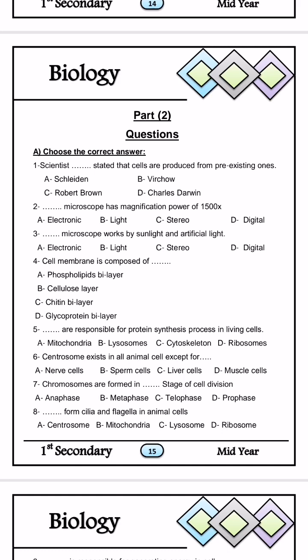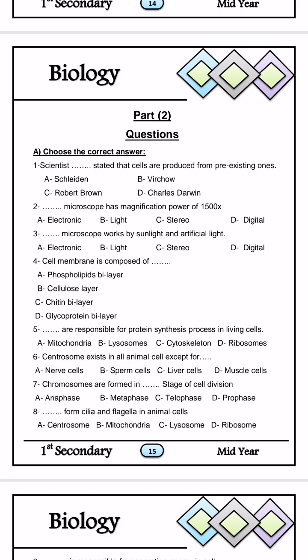Number 3, which microscope works by sunlight and artificial light: electronic, light, stereo, or digital. The answer is light microscope. Number 4, cell membrane is composed of phospholipids bilayer, cellulose layer, chitin bilayer, or glycoprotein bilayer. The answer is cell membrane is composed of phospholipids bilayer.